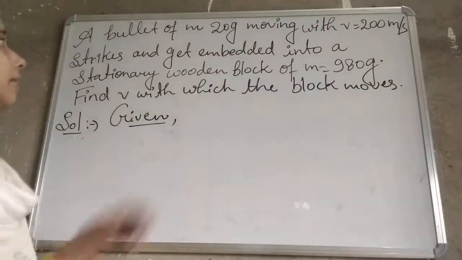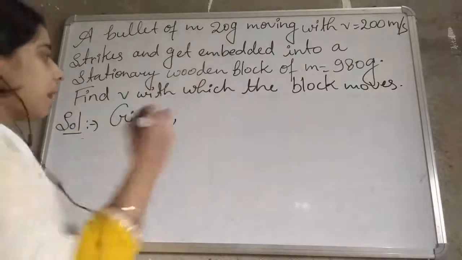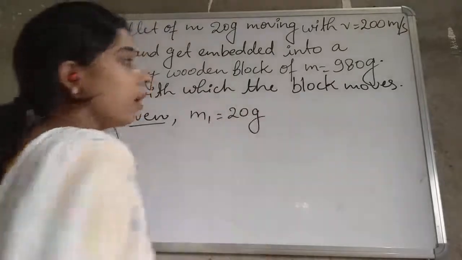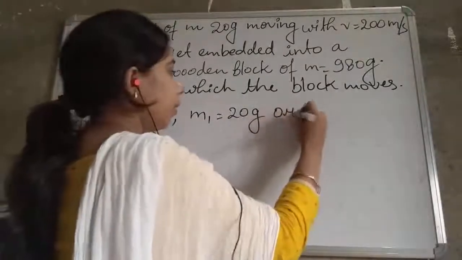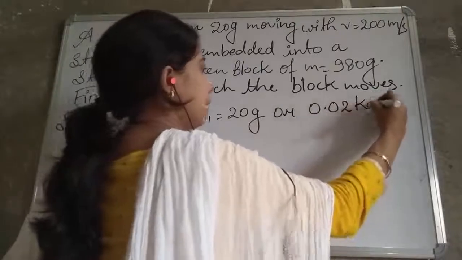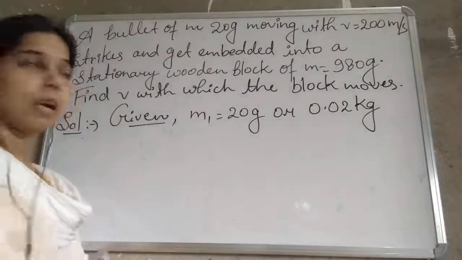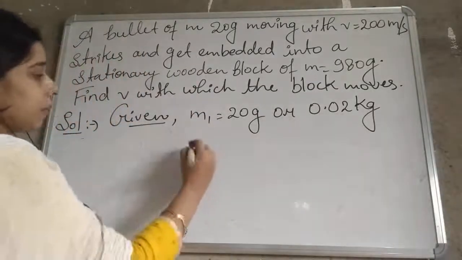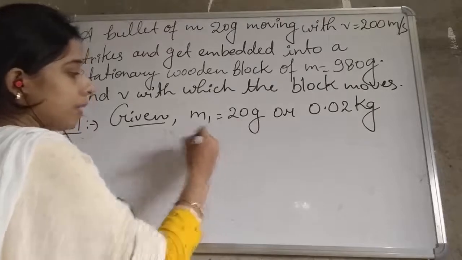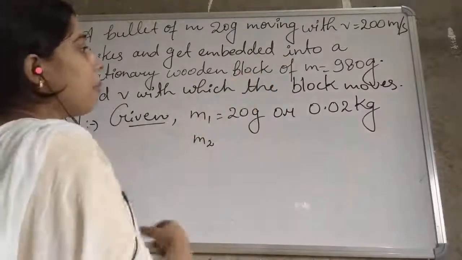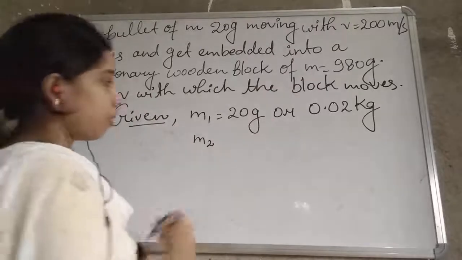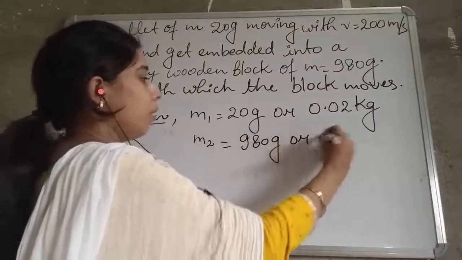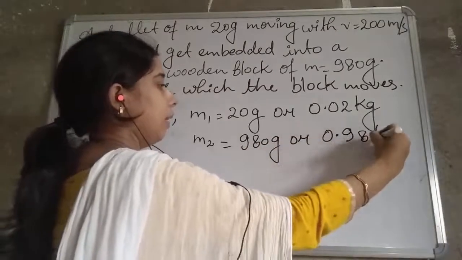The first thing that is given is the mass of the bullet. The mass of the bullet, which we represent by m1, is equal to 20 gram, or 0.02 kg. I think you are able to convert it now. Divided by 1000, it will be equal to 0.02 kg. Then m2 is the mass of the stationary wooden block. This is equal to 980 gram, or 0.98 kg.